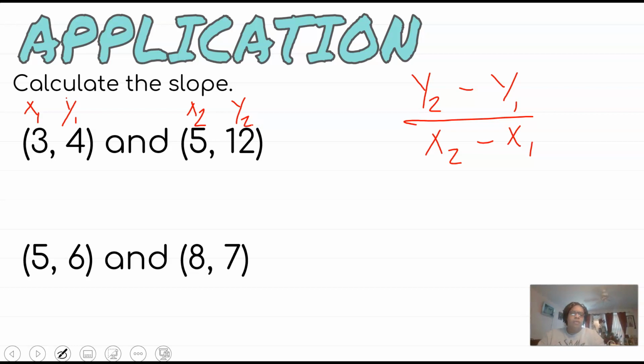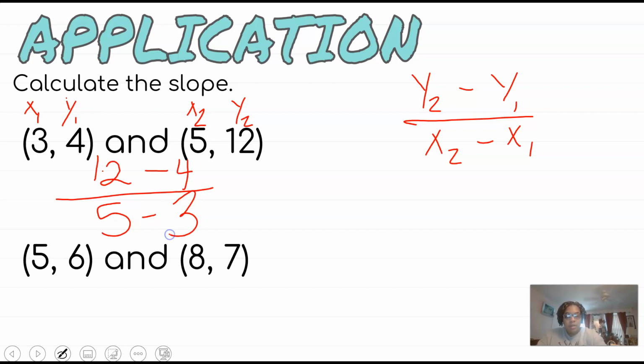And then within the formula, you just plug in your numbers. So my y2 is 12, my y1 is 4, my x2 is 5, and my x1 is 3. And you just complete the math. 12 minus 4 is 8, and 5 minus 3 is 2. So 8 over 2 equals 4 over 1, or just a slope of 4.